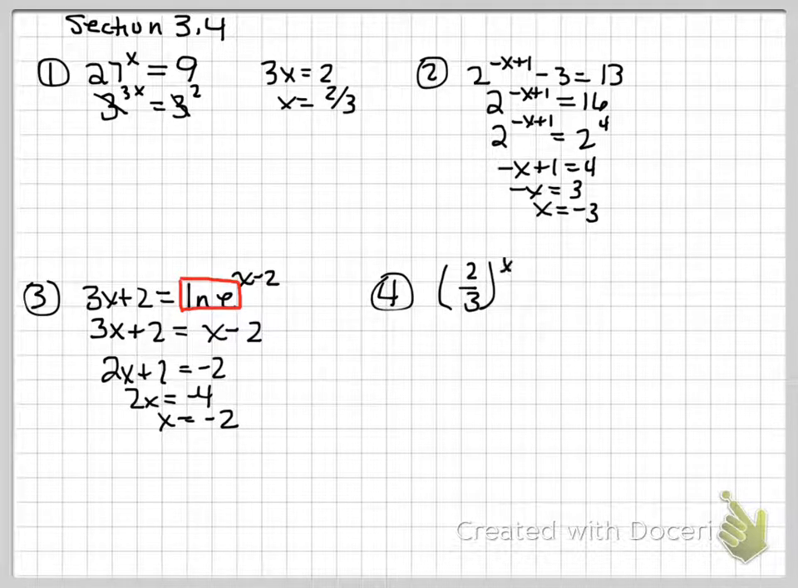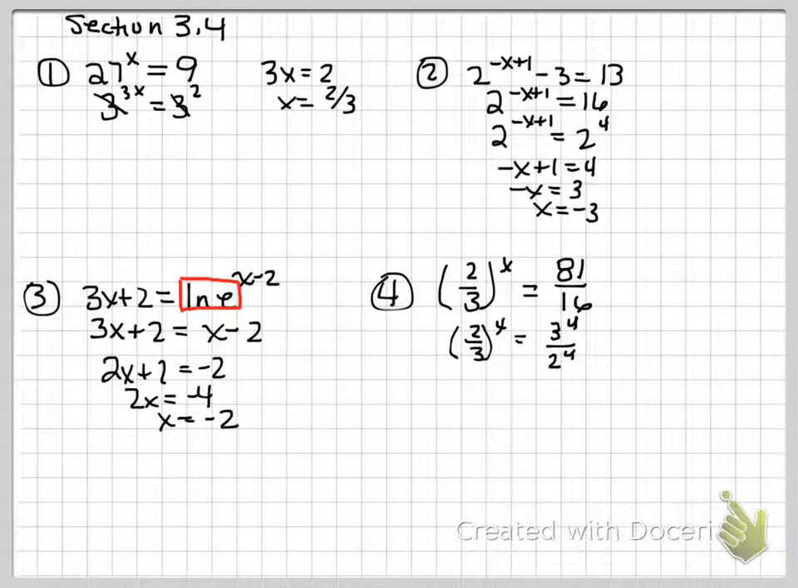Number 4 is 2/3 to the x equals 81 over 16. Okay, so on this one, I know that I can break down 81 and 16 into the 2 and the 3, so I'm going to do that. 81 is 3 to the 4th. 16 is 2 to the 4th. I notice that they both have the same exponent, so I can rewrite it: 2/3 to the x equals 3/2 to the 4th.